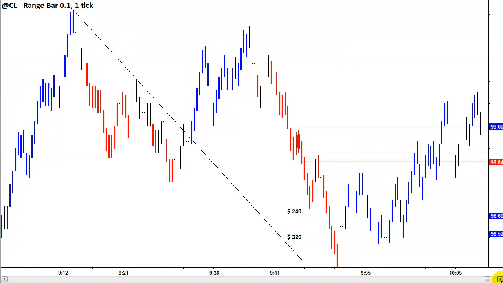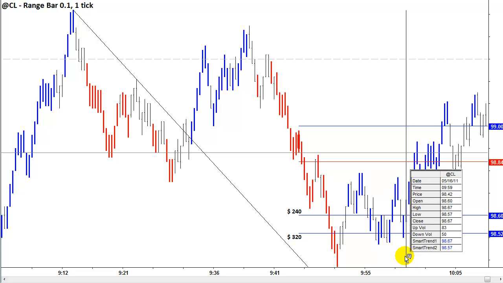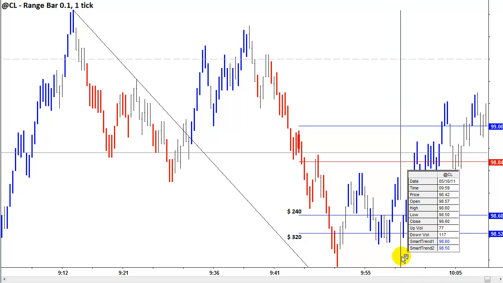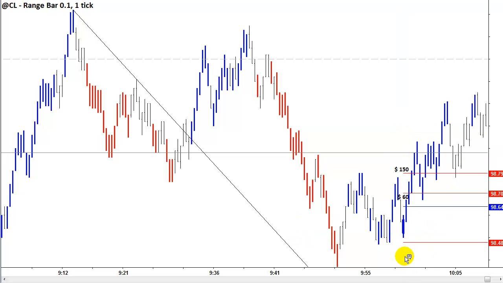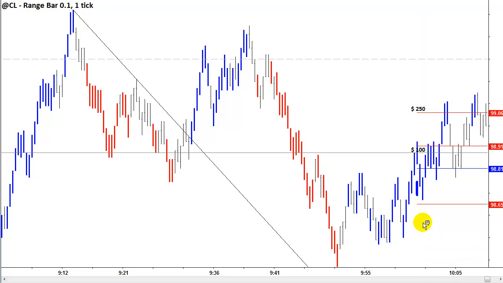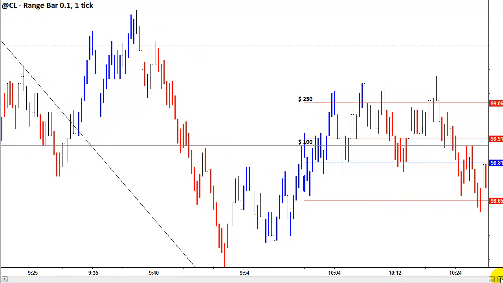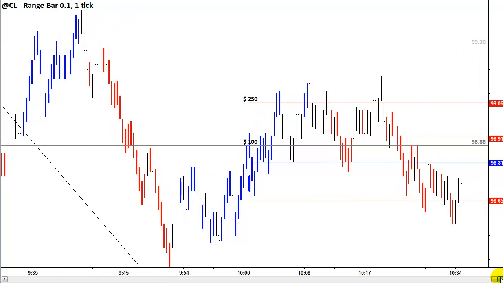And now as we get closer to the news, things get a little dicier. This is 4 minutes before the news. This is 1 minute before the news here, 9:59. And this is at 1 minute after the news. Also successful setups if you're willing to trade during this fast-moving time.